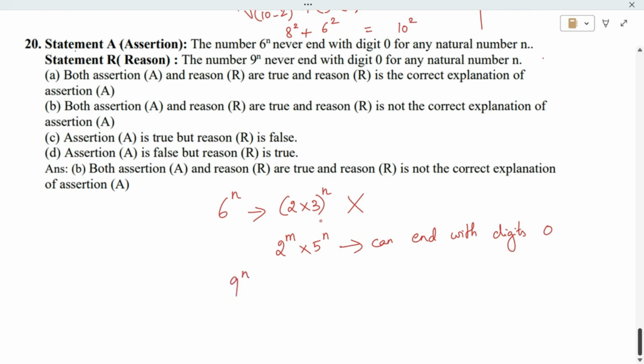How about 9 power n? That is the reason. So 9 power n is 3 times 3 the whole power n. Again, it cannot be expressed in the form of 2 power m into 5 power n. This also never ends with digit 0 for any natural number. So both the statements A and R are true, because they already said it never ends with digit 0. But now check whether R is a correct explanation of A. They haven't given any explanation regarding 2 power m into 5 power n. So both assertion and reason are true, but R is not the correct explanation of A, so the option is B.